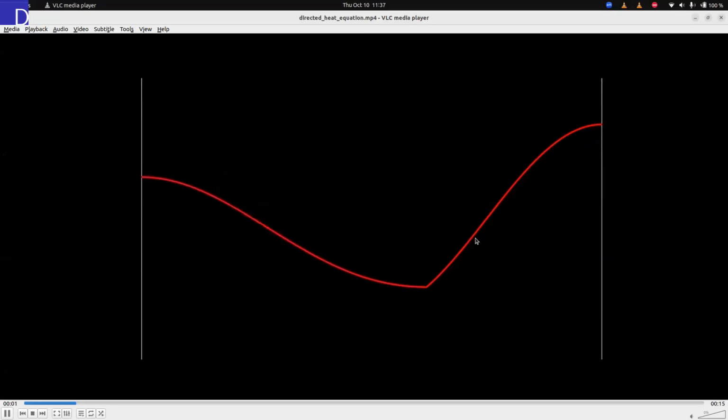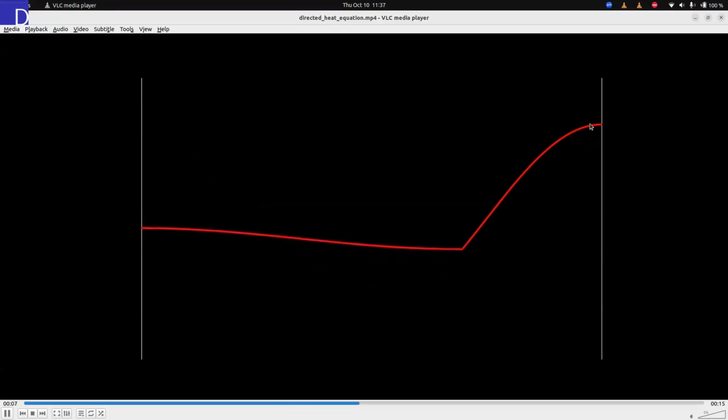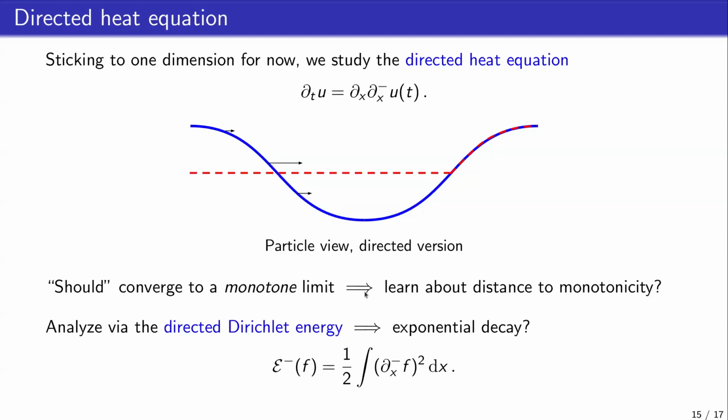So this is what the directed heat equation does. It's fixing all of these non-monotone regions, making them converge toward equilibrium, and basically leaving this region alone because it doesn't have to change. Okay, so this is the directed heat equation. And we hope that since it converges to something monotone, we're going to learn about the distance to monotonicity.